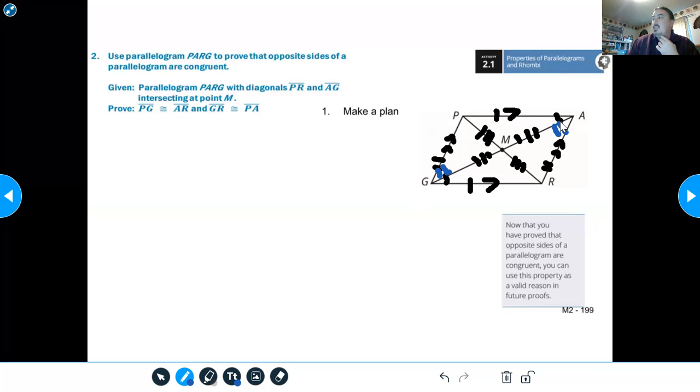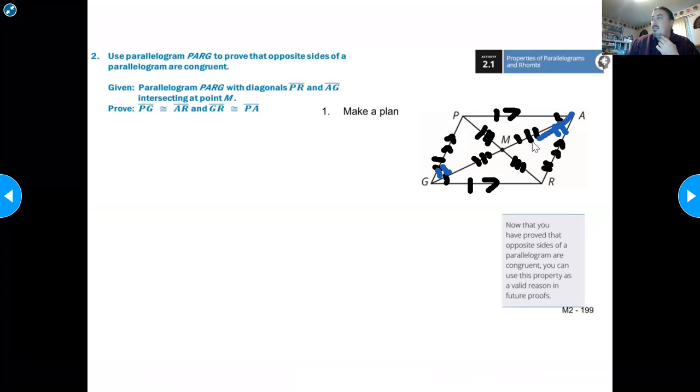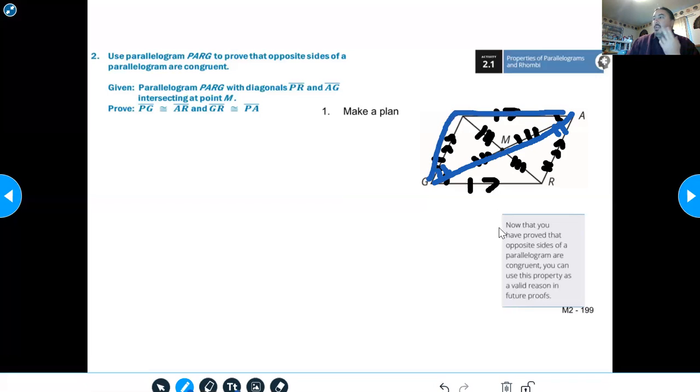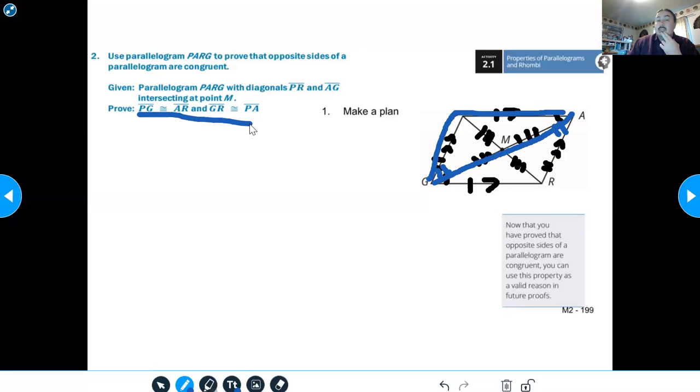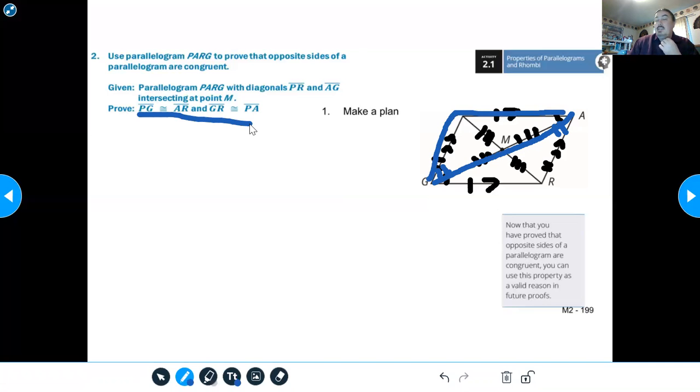Well, I'm looking at this diagonal, and I notice we have a triangle going on here. So I'm going to go ahead and prove two triangles are congruent. And if I can prove that two triangles are congruent without using the parts that I'm trying to prove, then I can use CPCTC to actually prove that these sides are congruent.